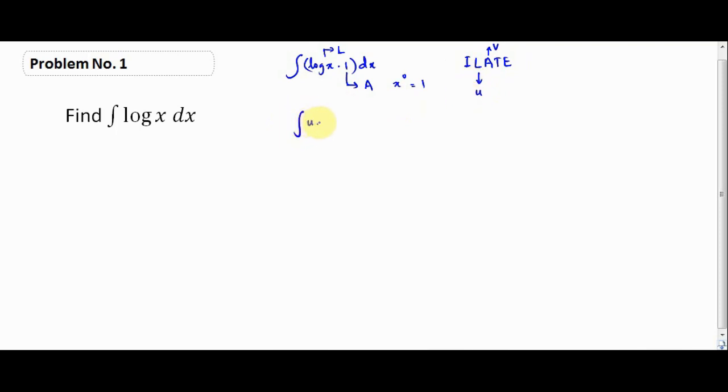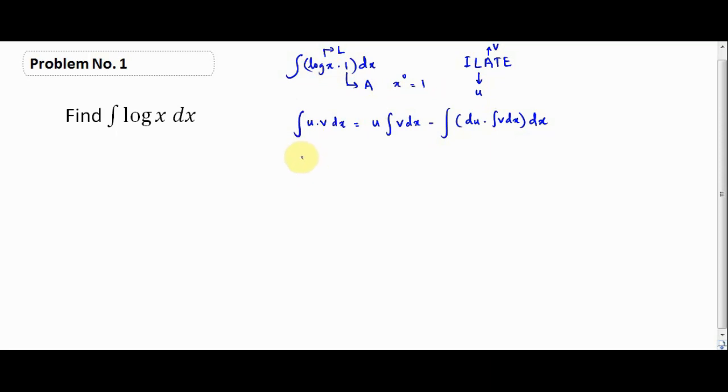Integral of u into v dx is equal to u into integral of v dx minus integral of du into integral of v dx dx. Okay, so here the algebraic function, which is x raised to 0 or 1, has to be taken as v, and the logarithmic function log x has to be taken as u.